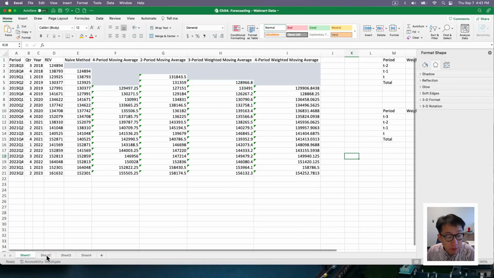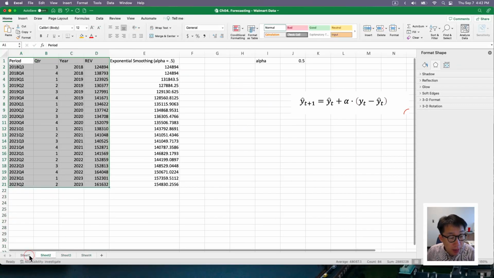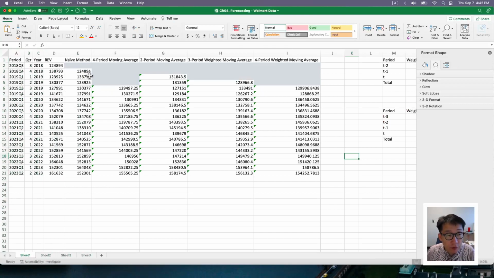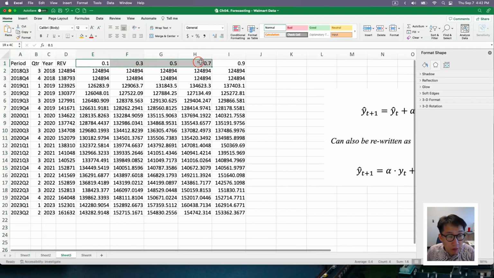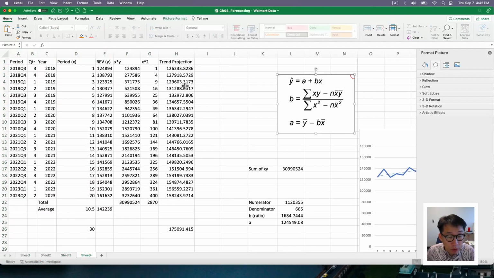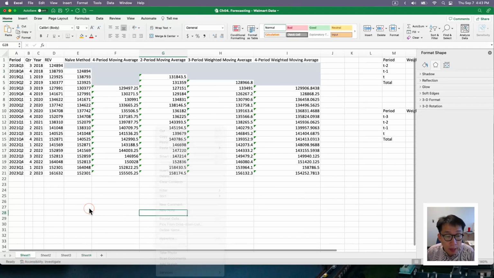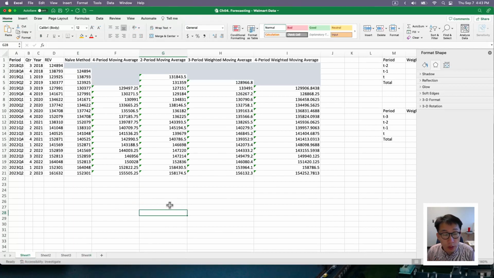Now I have many different forecasting results under many different forecasting techniques, starting from naive, and then moving average, weighted moving average, and then exponential smoothing with many different alpha values, and then trend projections. How do we determine which prediction method or forecasting technique is best suited for your specific prediction purposes? For that, we need to be able to measure the prediction accuracies using some forecasting accuracy measures.